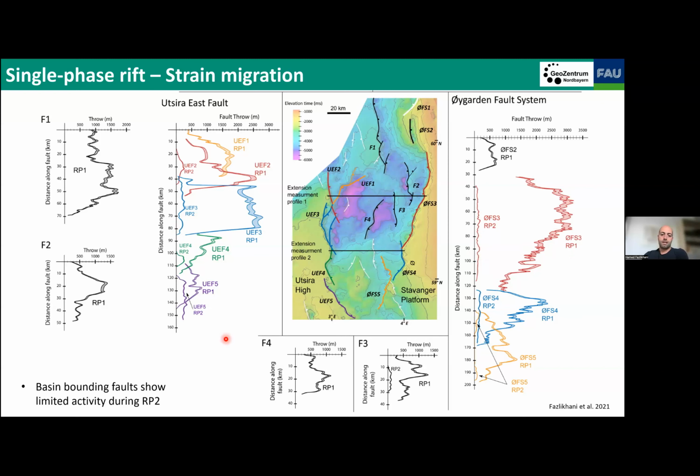Another interesting point is that the faults that had been developing in the central part of the basin are now abandoned, so they are no longer active. As we see by the fault graph, F1 to F4 correspond from north to south. So two main points: during the secondary phase, the faults that were in the center of the basin are abandoned and die out, while the basin bounding faults show a very limited amount of activity, and the western side of the basin shows more activity during the secondary phase.